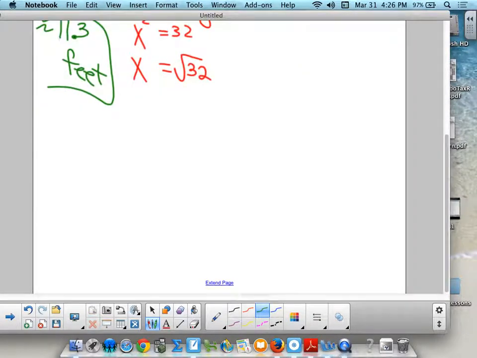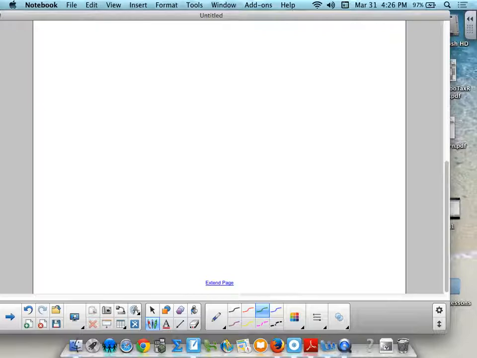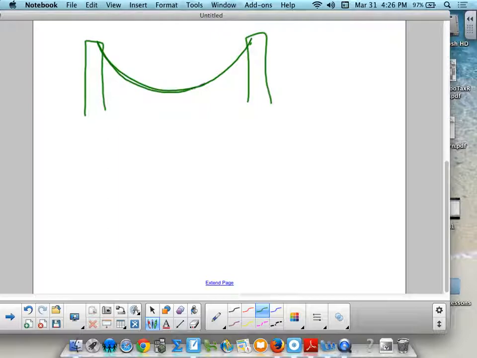Hopefully you got that. Next is the bridge. The cables of a suspension bridge are in the shape of a parabola. The towers supporting the cable are 400 feet apart and 100 feet high. Okay, so here's me thinking towers, cable coming down, and I know it's 10 feet above the road. I've already read this problem. The road is here. That's the road.